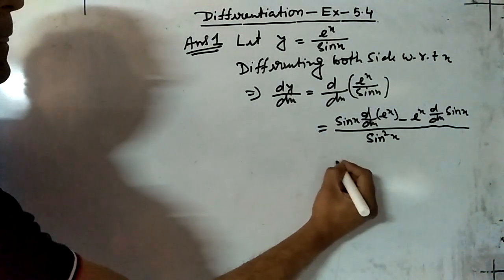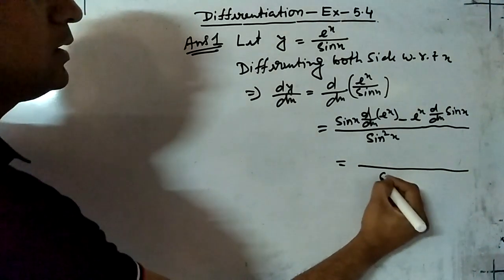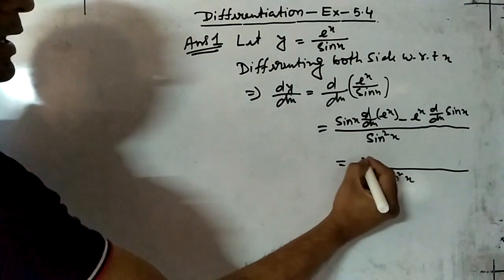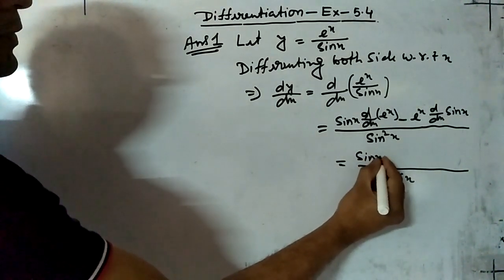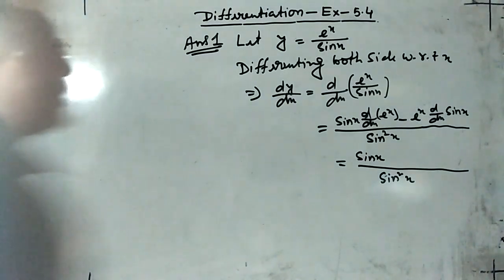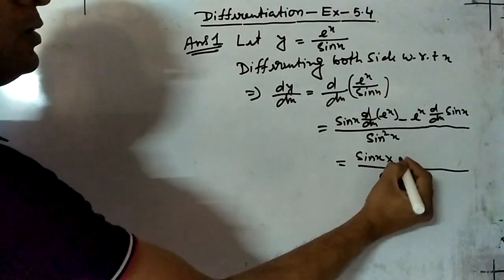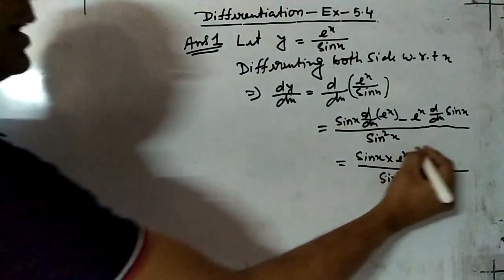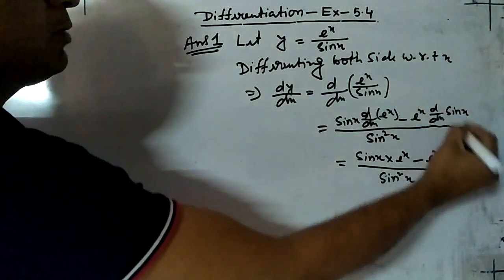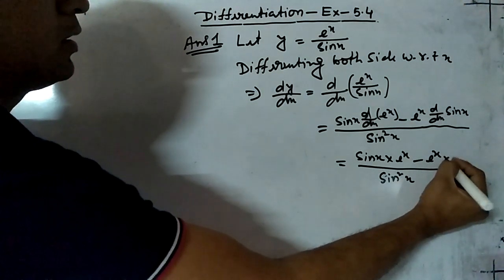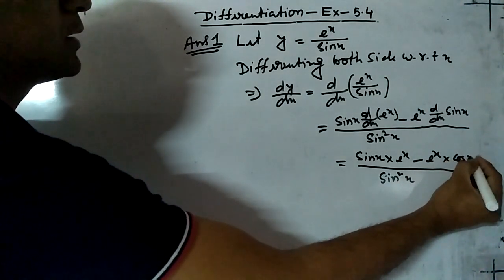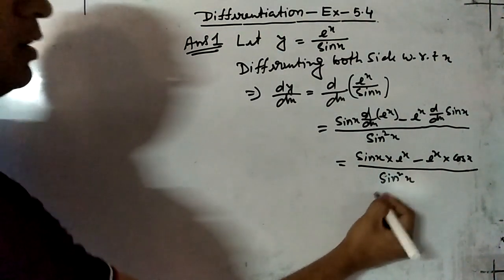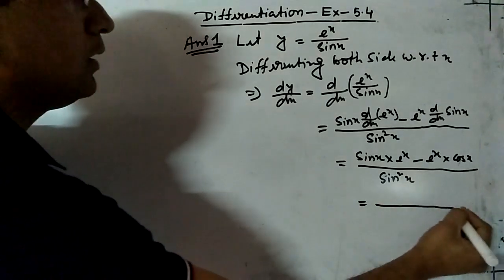Now in denominator it is sin square x. Now sin x unchanged, derivative of e to the power x according to formula will be e to the power x, into e to the power x, minus e to the power x, derivative of sin x, according to formula it will be cos x. Derivative is done. Now one more step we'll write.